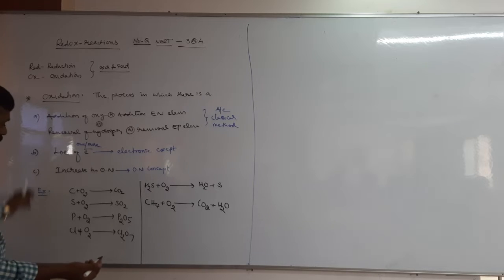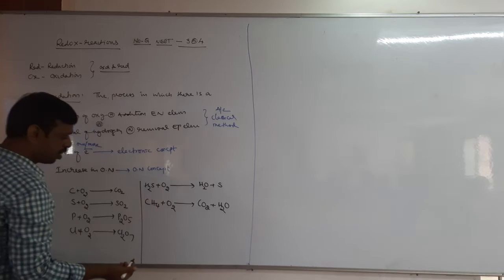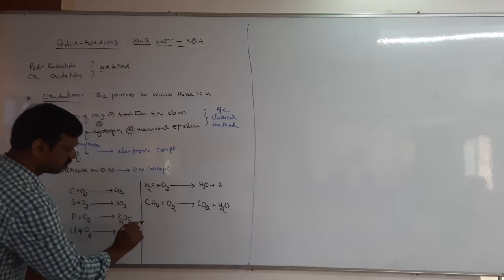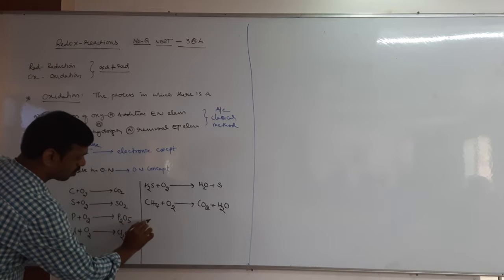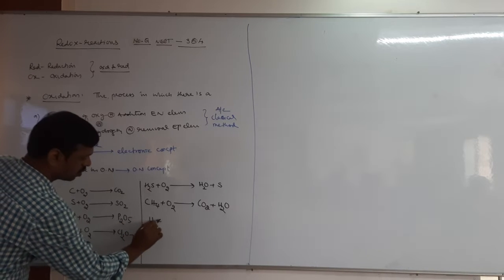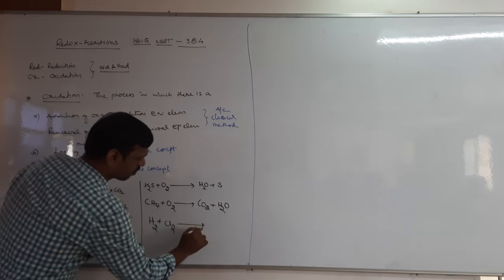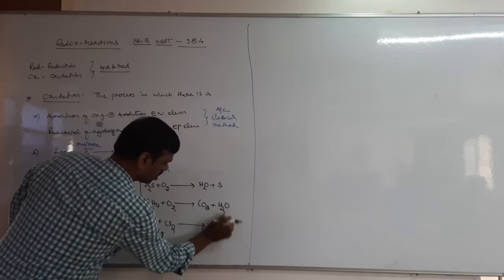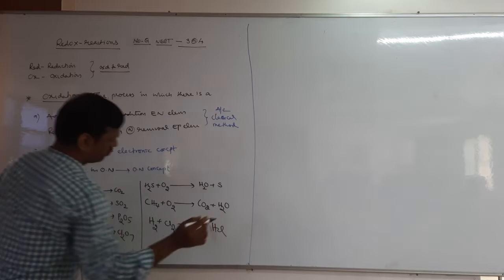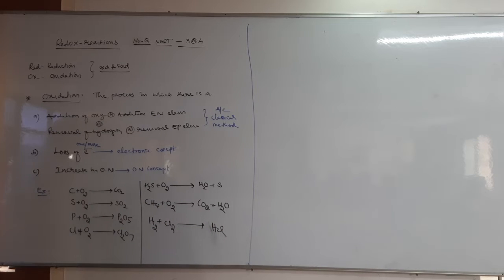Write one example for addition of a more electronegative element. H2 plus chlorine gives HCl. All right, it is oxidation, addition of a more electronegative element. Next, can you write some examples for loss of electron?